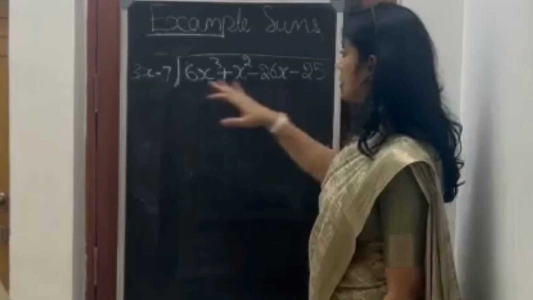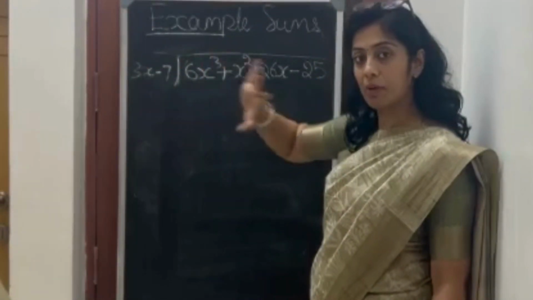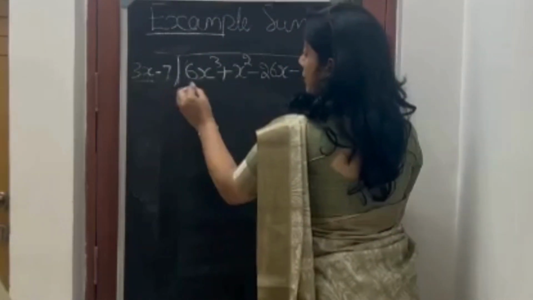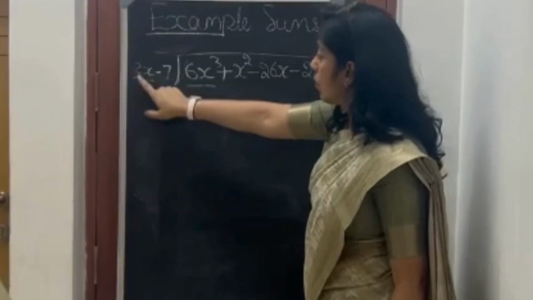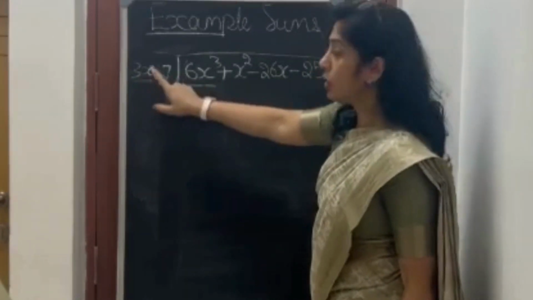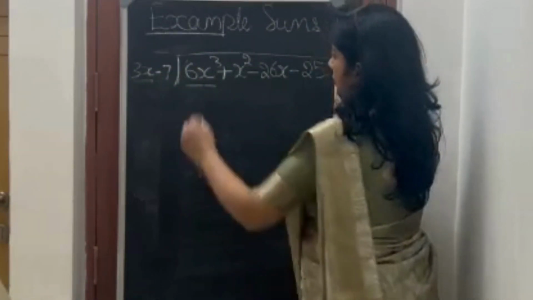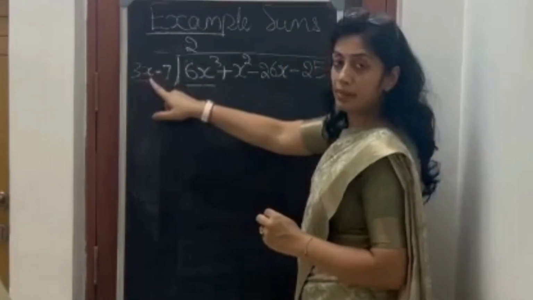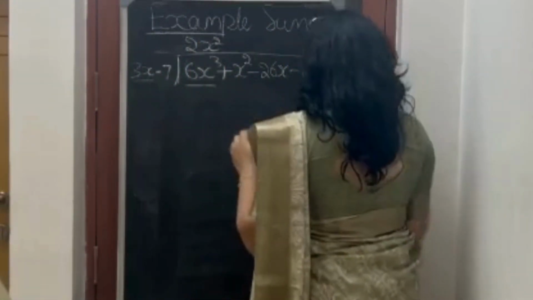We have to divide this with 3x minus 7. So I will teach you the algebraic sum of the division method. Okay. Now 3x. The first term here is 6x cubed. So first what I have to say is, what should I multiply 3x with to get 6x cubed? 3 2s are 6. Here it is x, so I'll take x square.